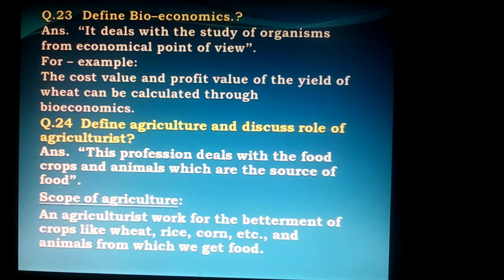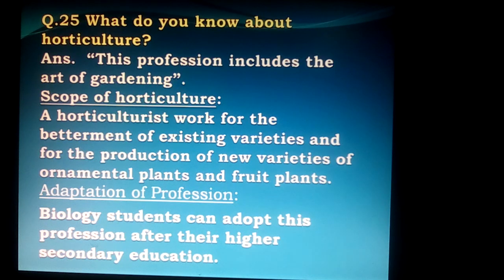So what is the scope of agriculture? Agriculture works for the betterment of crops like wheat, corn, etc. In the beginning there was no such field. The farmers just worked on whatever they had learned from their forefathers. But now agriculture has a big scope. Nowadays the government is doing this, plus many of the people who work in agriculture go to farmers and tell them how to grow better crops, and how to bring up animals so that they will be a better source of food for us.